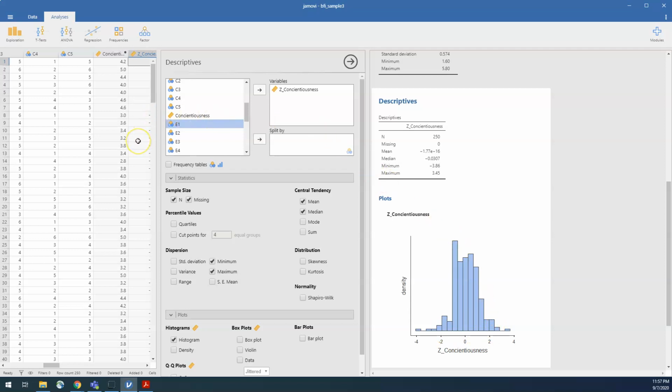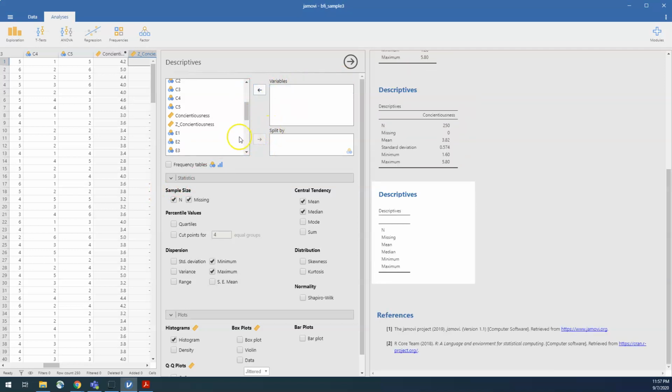Alright, so that's a little bit about z-scores. Another thing that I want to tell you about is frequency distribution tables. So I'm going to go ahead and take out our z-conscientiousness variable here, and I'm going to start with something different. Let's say that we wanted to figure out what is the percentage of people who agreed or disagreed with different values of this first item in the agreeableness scale.